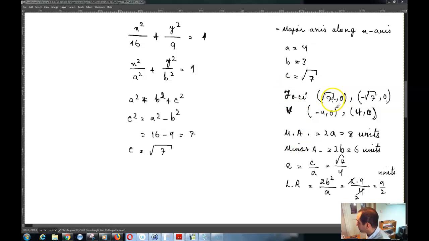So number 3, your foci are at plus or minus square root of 7, 0. Your vertices are at negative and positive 4, 0. Your major axis is 8 units, minor axis 6 units, and eccentricity square root of 7 over 4, and latus rectum 9/2. So these are all the same story. So I'm going to skip the next problems.